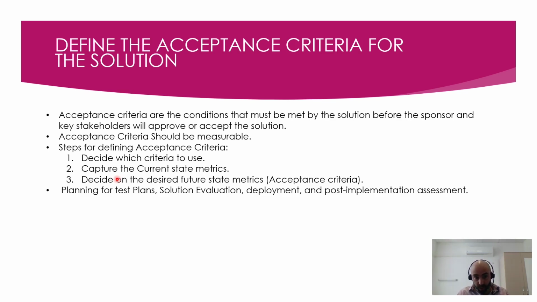So I need to know what criteria I want. First of all, I want to increase revenue. Okay, capture the current state metrics. I am making 100,000 profit per annum, and decide on the desired future states metrics. I want 20% increase in the profit. That's another $20,000. So we can visualize the acceptance criteria.